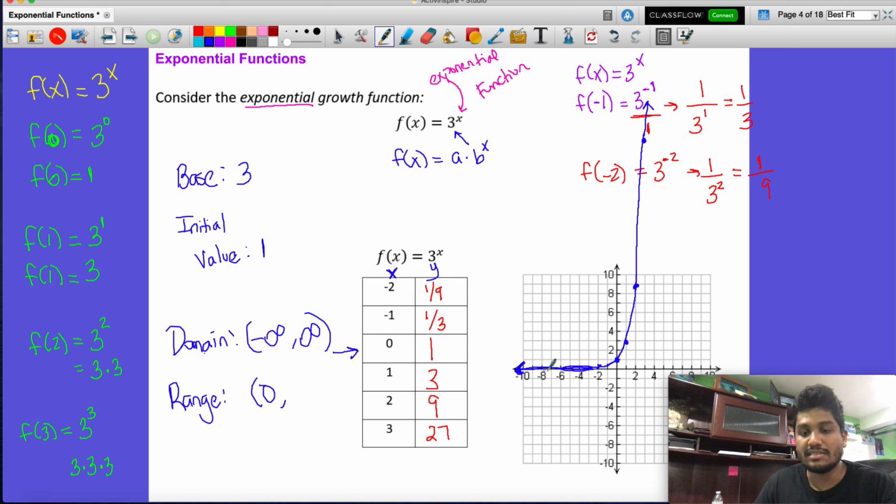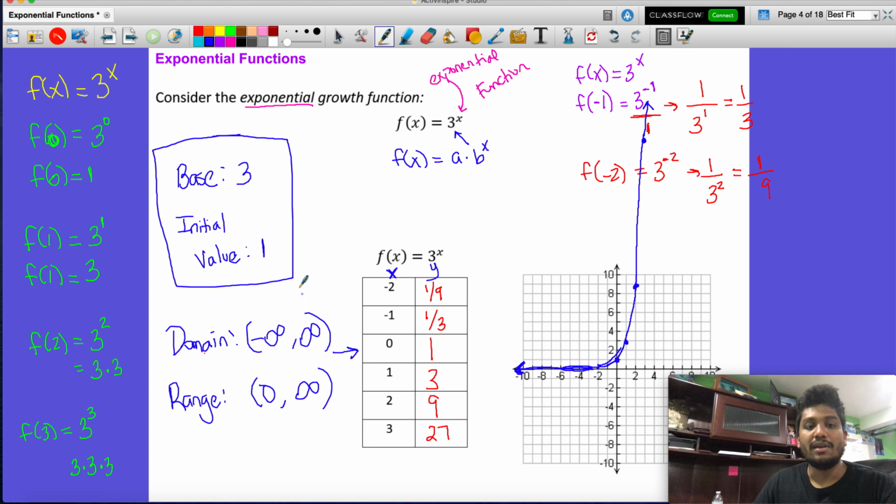And how high does this thing go? Right? So imagine it's a roller coaster. How high does it go? It shoots all the way up to positive infinity. Right? So those are the pieces, or the elements, that make up an exponential function. These are the two main pieces, okay, that make up an exponential function.